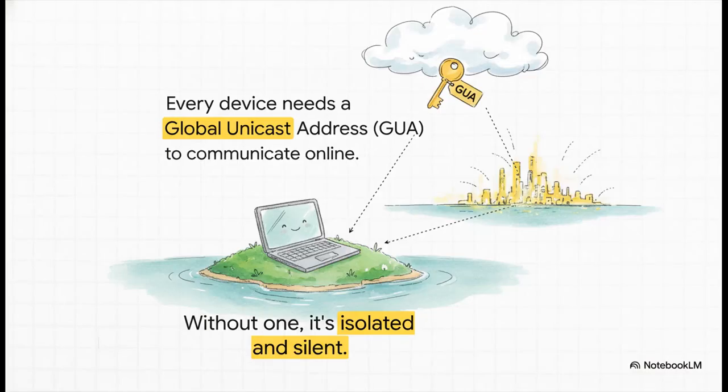The grand prize on this quest is something called a Global Unicast Address, or GUA. You can just think of this as the IPv6 version of a public IP address. It's a completely unique, globally recognized address that lets your device talk to servers and other gadgets all over the planet. The key takeaway is simple. Without a GUA, your device is on a digital island, totally silent and isolated.